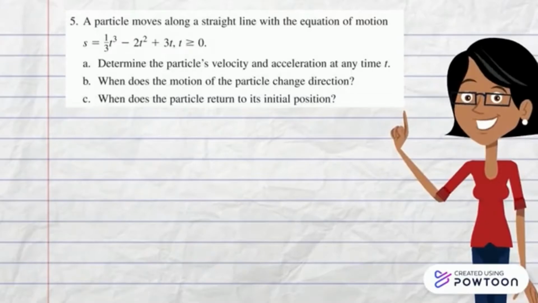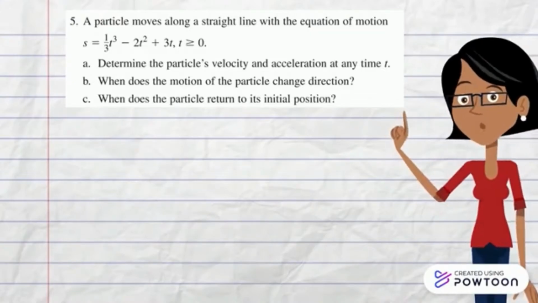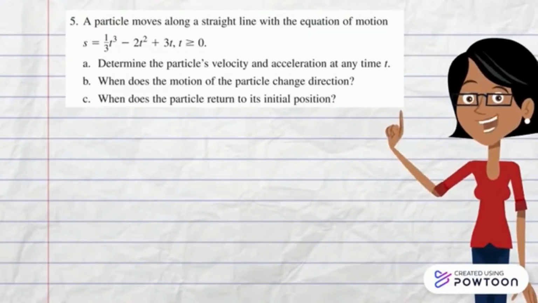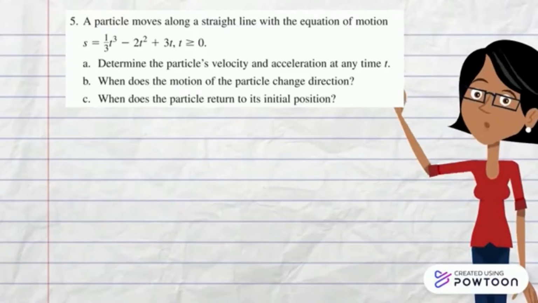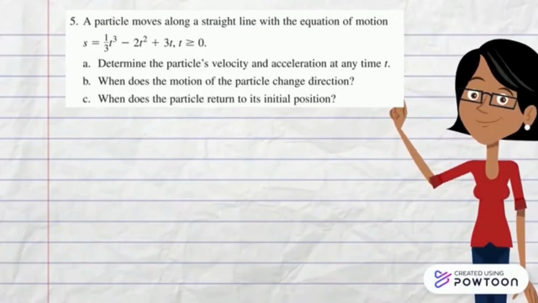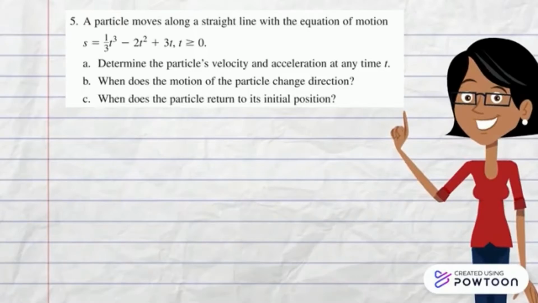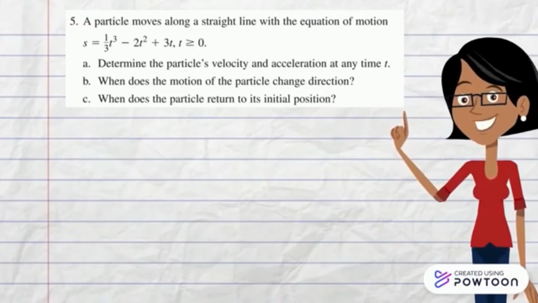The first example says, a particle moves along a straight line with the equation of motion s equals 1/3 t cubed minus 2t squared plus 3t, where t is more than or equal to 0. In part A, we are asked to determine the particle's velocity and acceleration at any time t. To go about doing this, we have to differentiate the function of s to get the velocity and differentiate it again to get the function of acceleration.